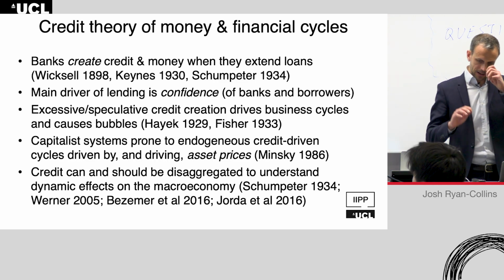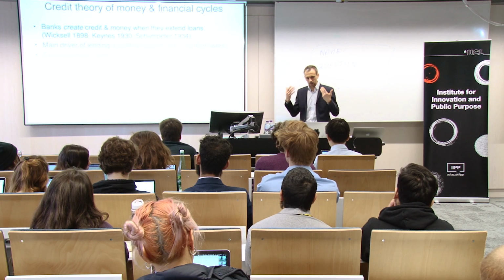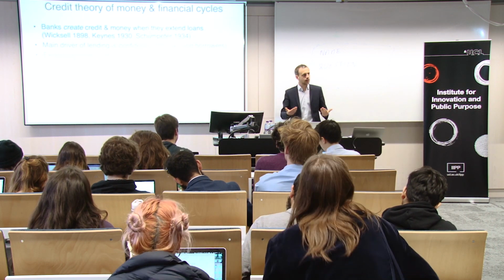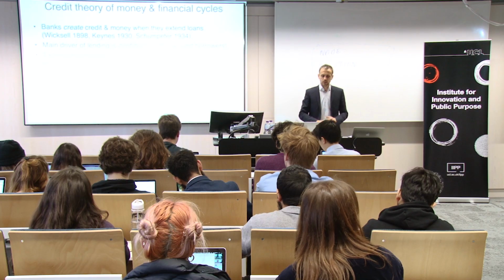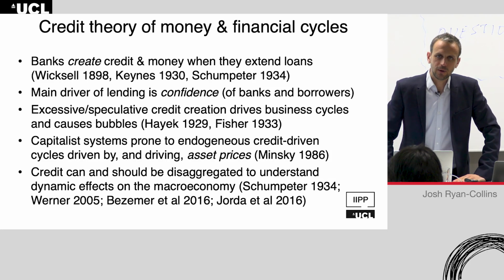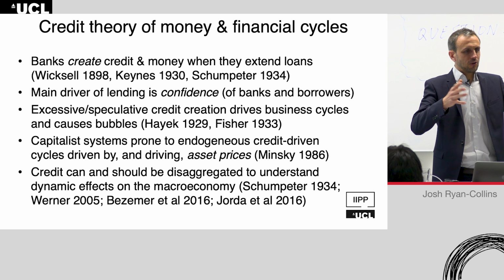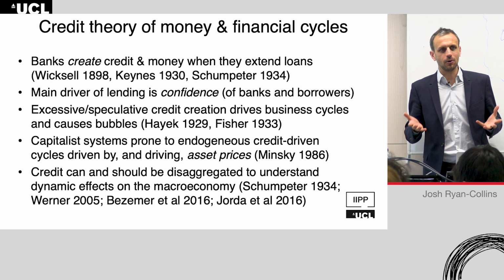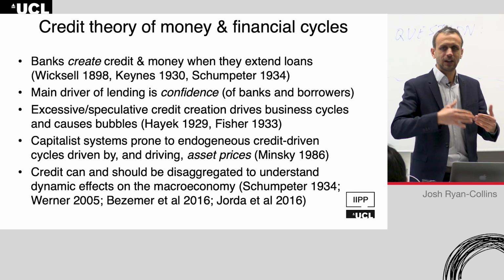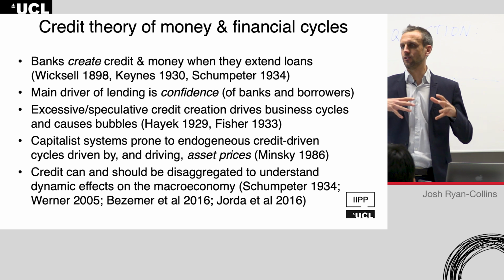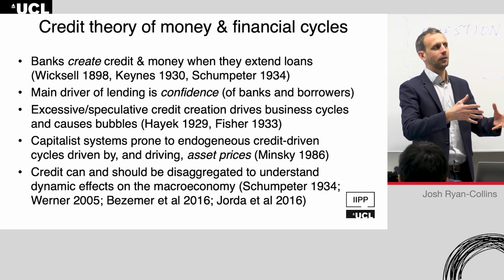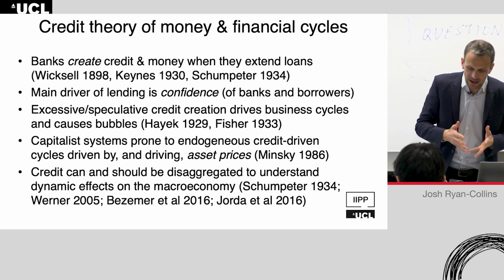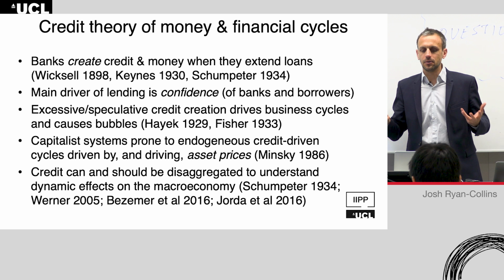Now, let's go back to the credit theory of money that I talked about earlier with Schumpeter and Keynes's work. As I said, the main driver of lending in this scenario is confidence. Fractional reserve banking is technically not a very good term to describe our system, because it implies that banks can lend out some fraction of the reserves that they hold, the gold that they hold in their accounts. It used to be a bit more like that, but today we have what's called endogenous money.